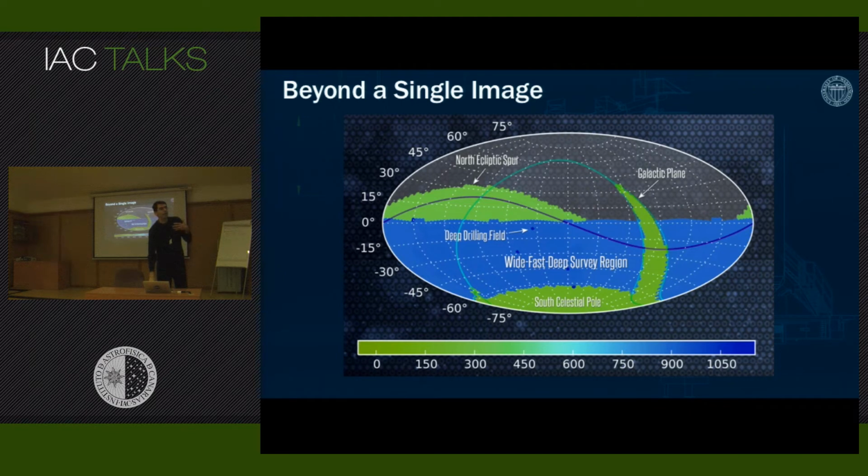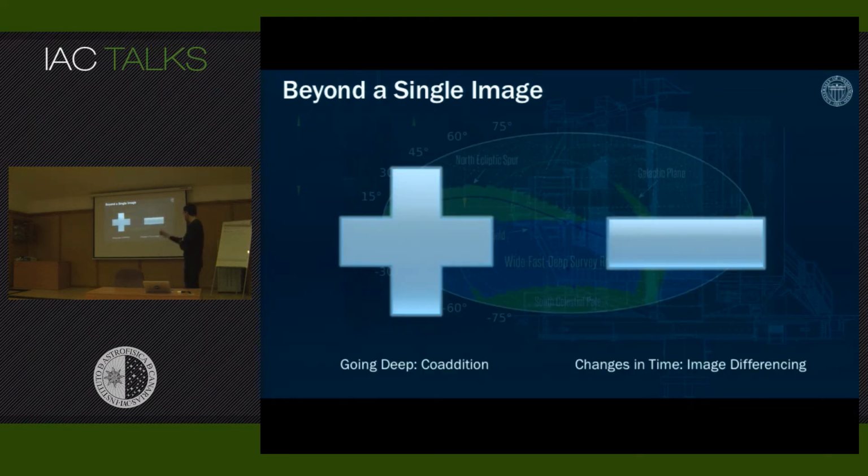So if you have multi-epoch imaging, what can you do with that? Generically, you can do two things. You can try to go deep. You can take all the images taken in a certain region of the sky and add them together to simulate one long exposure and see what's out there at faint magnitudes.